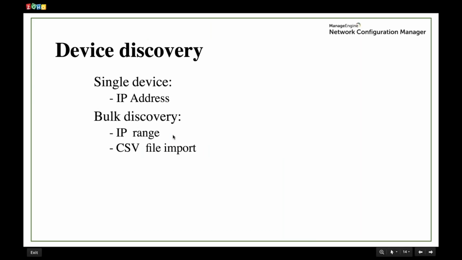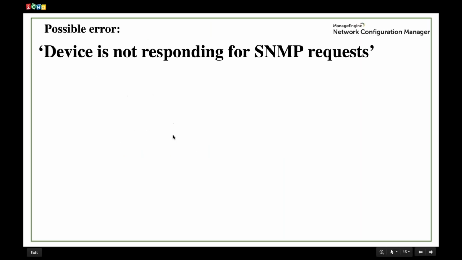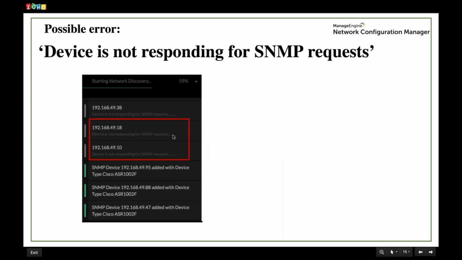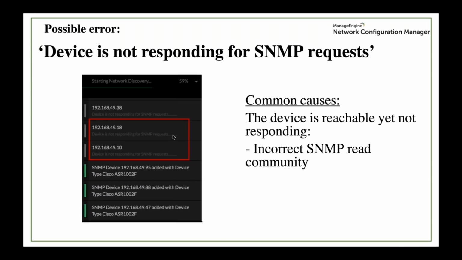Now when you do an SNMP based discovery in NCM, you might face the following error. The device is not responding for SNMP request. This error can be caused because of an incorrect SNMP read community. In this case, you will have to refer to the configuration file of that particular device and check the correct SNMP read community and update the same. Another cause for this could be a disabled SNMP in the device. For this, you will have to manually connect to the device and enable SNMP in that device and then again discover the particular device.